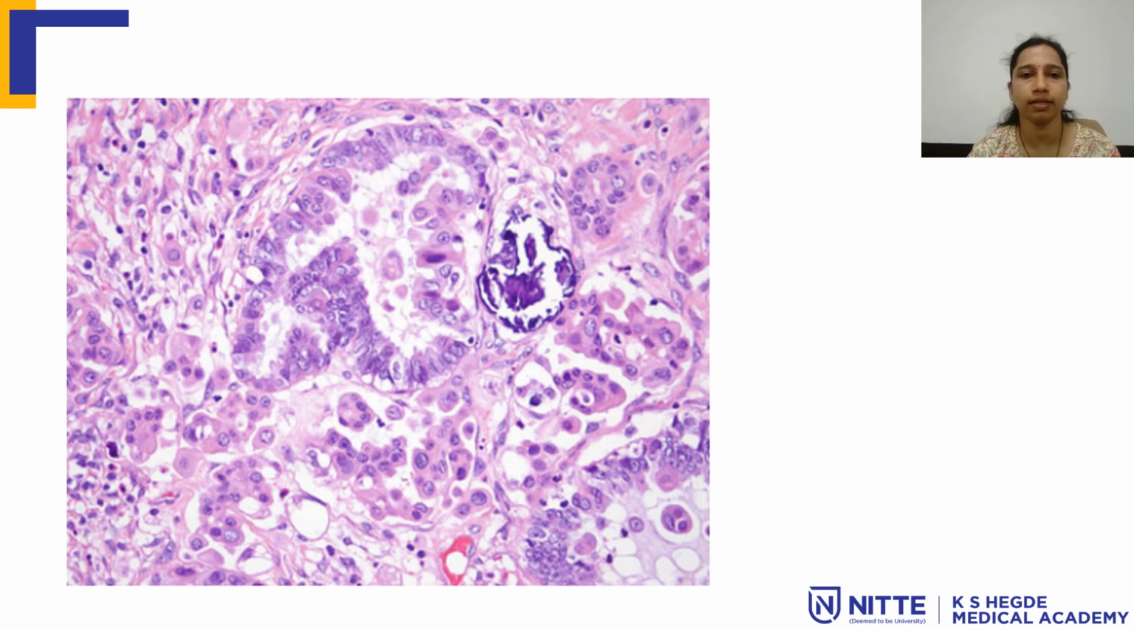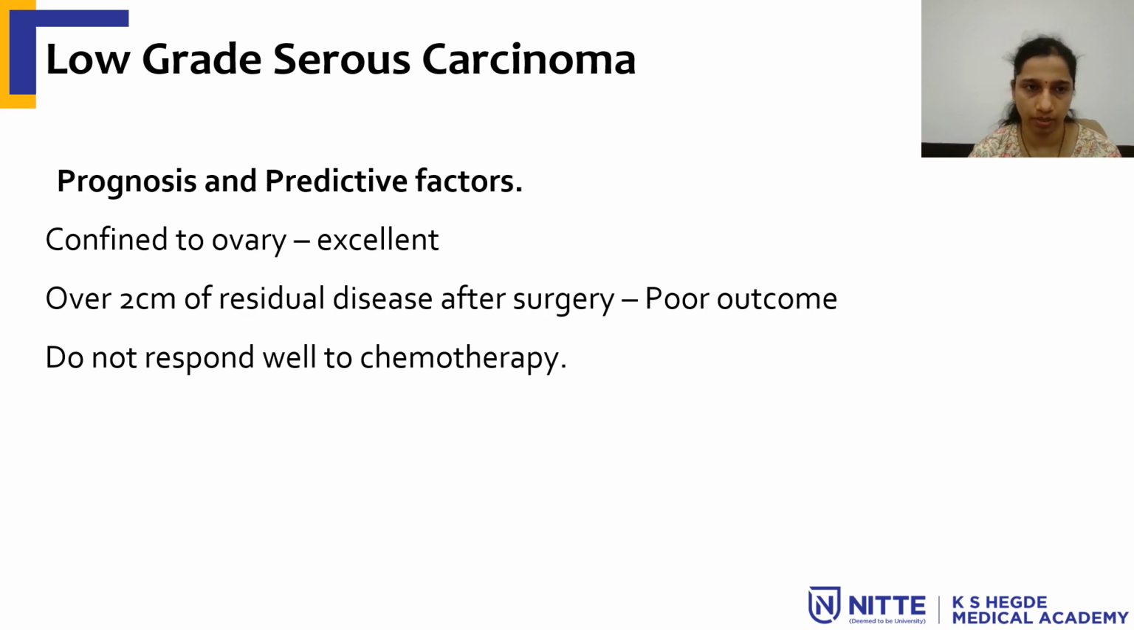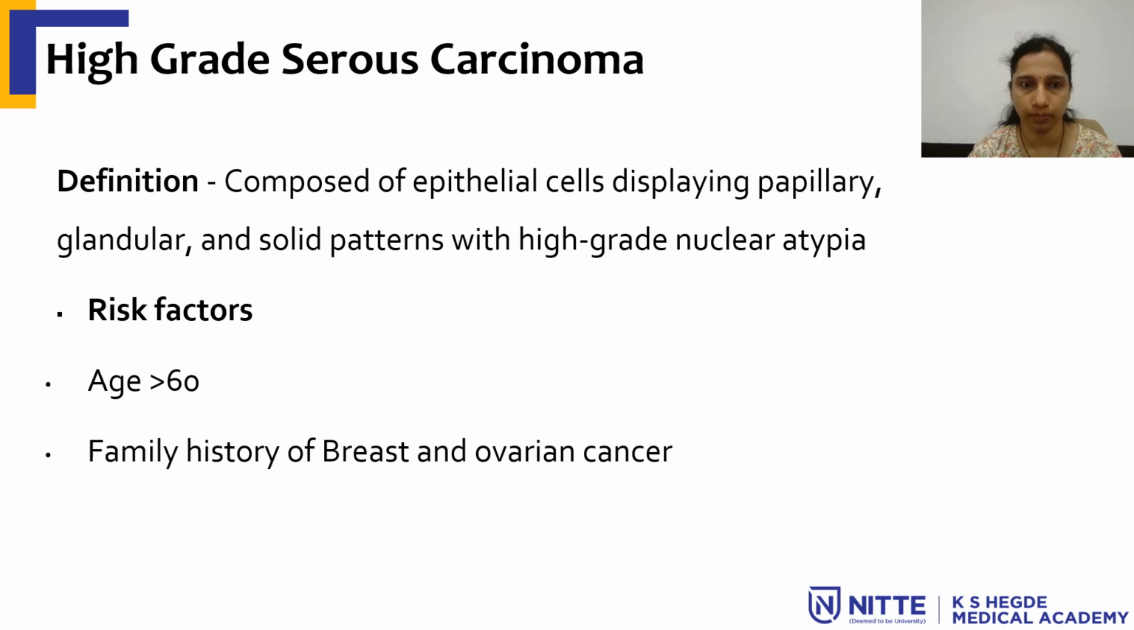So here we can see there is one gland which is invading the stroma, and this is the Psammoma body, which is a concentric calcification, characteristic of any serous tumor. The prognosis is excellent, but prognosis mainly depends on how much of the tumor has been excised in debulking surgery. The treatment of choice for carcinomas is debulking surgery. If there is more than 2 centimeters of residual disease left after surgery, it is associated with poor outcome and they do not respond well to chemotherapy.